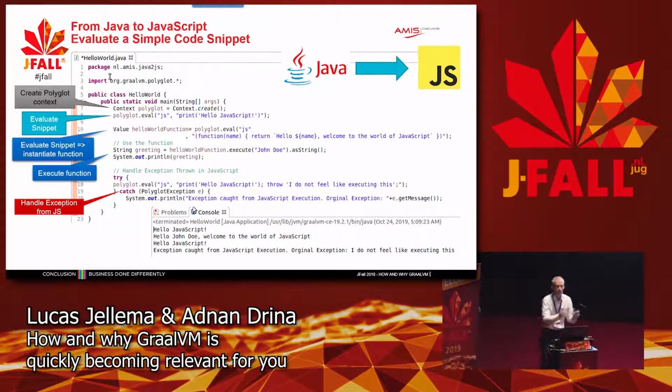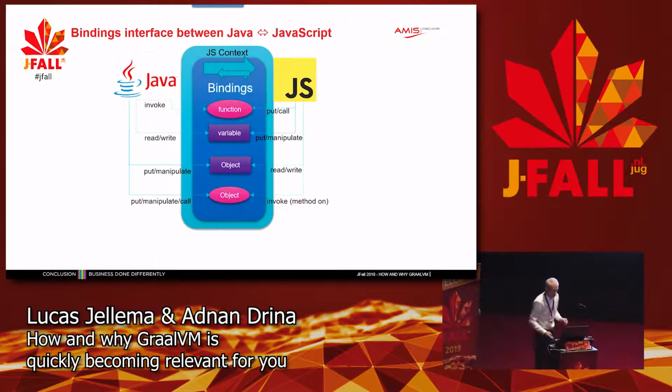We can do the same thing with Java to Python, Java to R, Java to Ruby, even Java to C, or Rust, or Swift. Here's this bindings object. As I said, it lives in the polyglot area between Java and all languages that you invoke from Java. We use it to store functions and data objects. They can be executed from both ends.